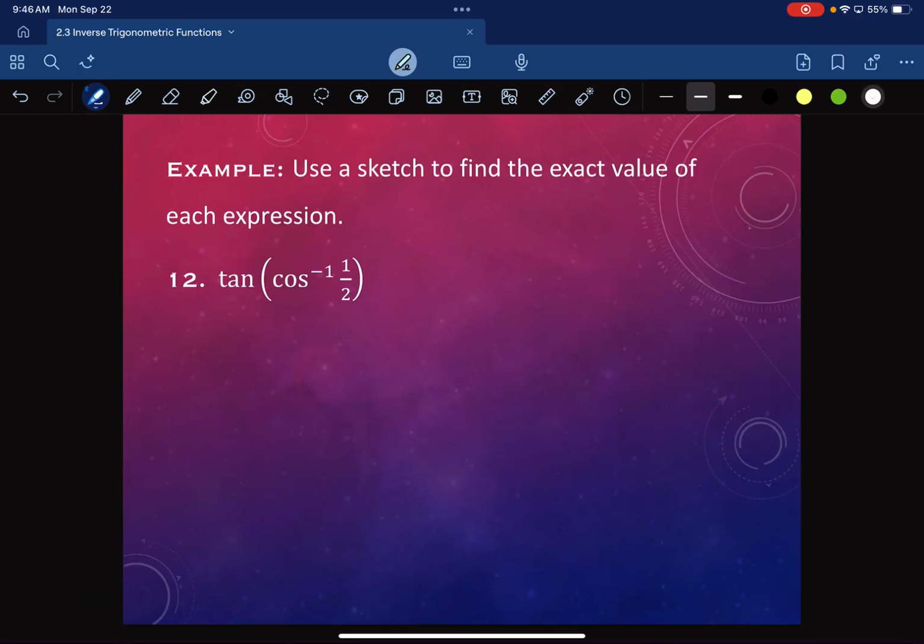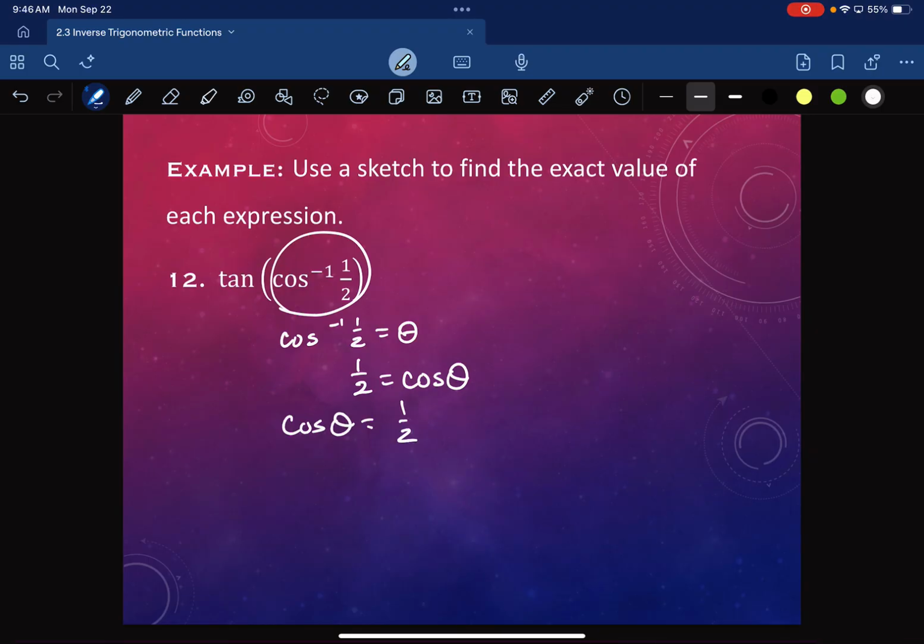Okay, same process. I start with what's inside. I set it up so that it is equal to theta, like that. And I rewrite so that I have the cosine of theta on the other side. Or if that bothers you, write it as cosine of theta equals 1/2 so that it's written left to right with the angle on the left. It doesn't matter. Either way, I'm drawing a triangle.